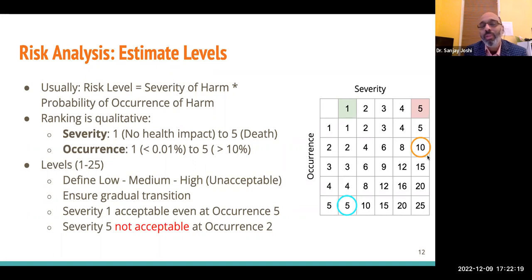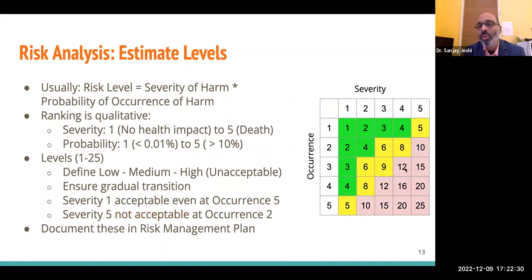And remember, we said we want a gradual transition. So if 10 is high, the lowest number here is a 5, so that cannot be a low. So 5 becomes medium, and this is how the whole matrix looks. 10 and higher is high, unacceptable risk. 5 through 9 are medium risk. They are kind of getting a little concerning. So it's okay sometimes, but you should really try to be in the green zone, which is 1 through 4. All this needs to be written in your risk management plan, and this is where you need to say what is acceptable. The green and yellow zones are acceptable, red is not acceptable.